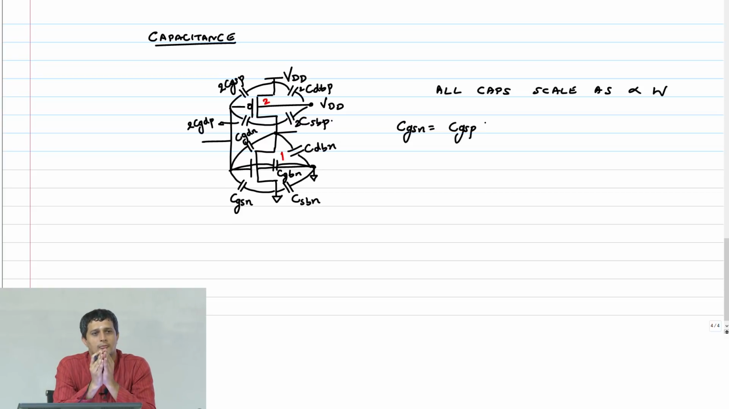So the first thing to do is, there are too many capacitances here. For our first order back of the envelope calculations, we don't need this many capacitances. I am not worried if the value of CGD and CDB are slightly different. The fact is both of them scale linearly with W. So the first assumption I am going to make is assumption 1.